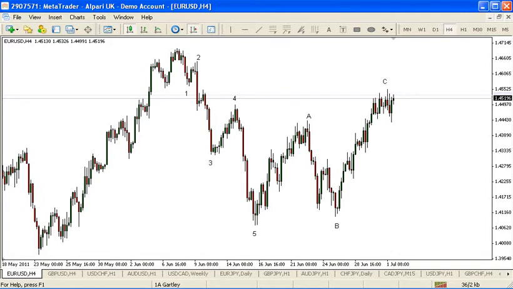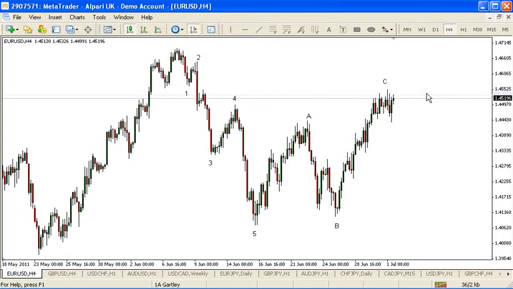Hi everyone, Ruben here. In this video I wanted to show you how I make my price projections and how I make my time projections. Okay, so this is the Euro USD. This is the 4-hour chart. Today is July 2nd, 2011. This is the weekend, so the market is closed, as you can see.